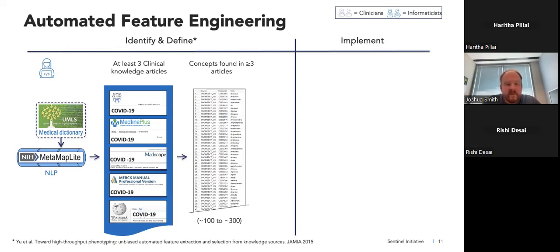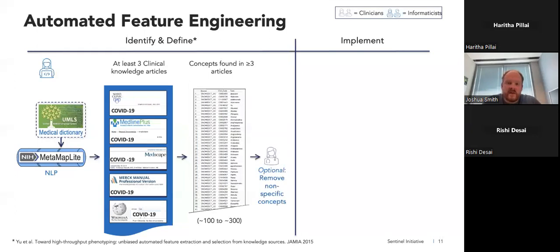In this example here, it's an article from the Mayo Clinic on COVID-19, a MedlinePlus article on COVID-19, Medscape, Merck Manual, and even the Wikipedia article on COVID-19. MetaMap processes each one of these data sources and identifies all of the different symptoms, concepts, and diseases that are mentioned in the articles. If concepts are found in the majority of articles, so at least 3 out of 5, we include those as features for our model. And we usually end up with 100 to 300 when you do it this way, depending on the disease.